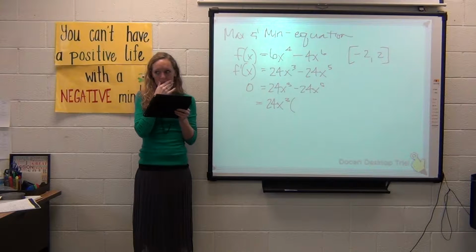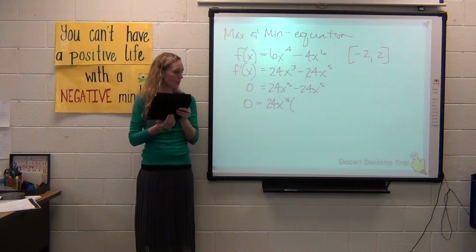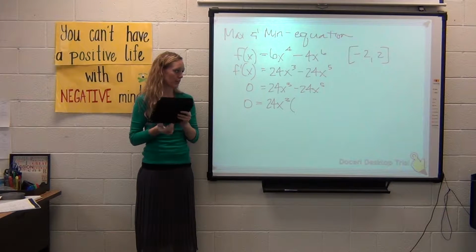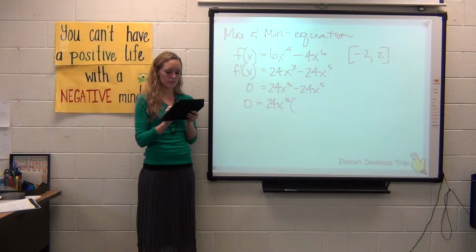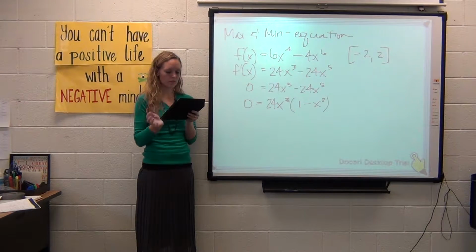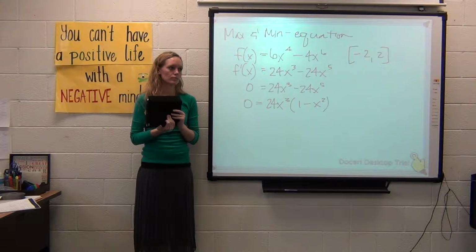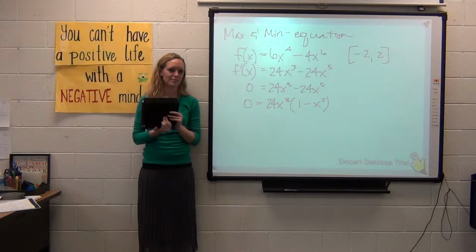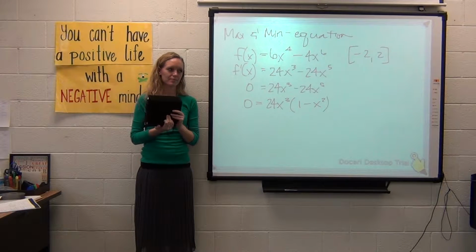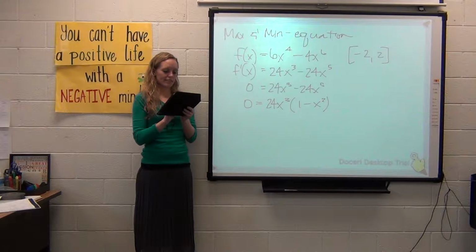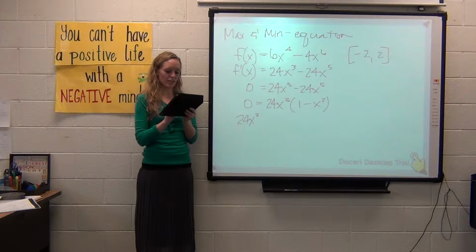X cubed. If I take 24x cubed out of this, then what do I have left? One minus x squared. Now what? Set both parts equal to 0. Set them equal to 0.